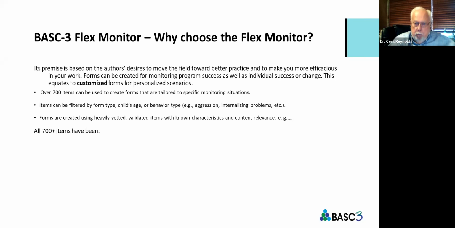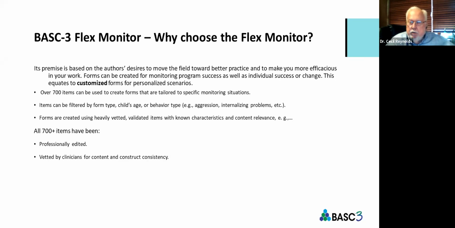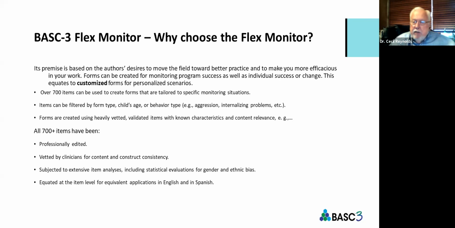So, for example, these items have all been subjected to review and editing by professional editors. They've been vetted by clinicians for content and construct consistency. So all of these items have been subjected to all the item analytics that are described in the BASC 3 manual for the items that ended up on the other BASC 3 forms. Extensive item analyses, including statistical evaluations for gender bias and ethnic bias. As I discussed earlier, they've been equated at the item level for equivalent applications in English and in Spanish.